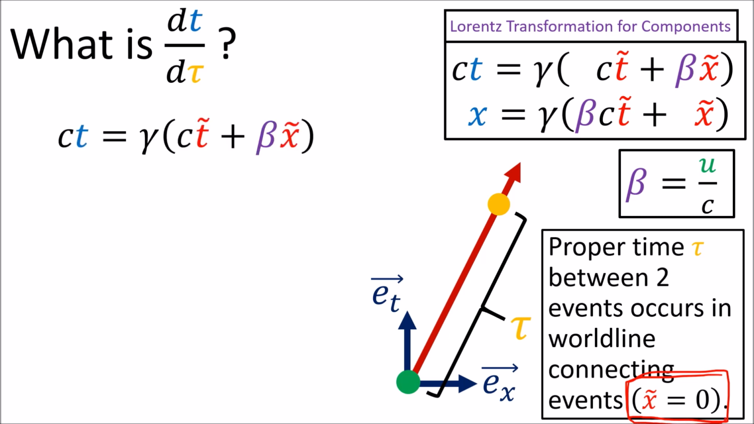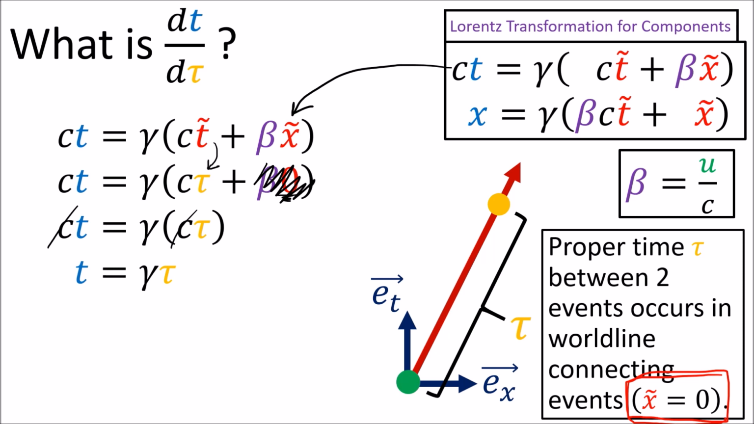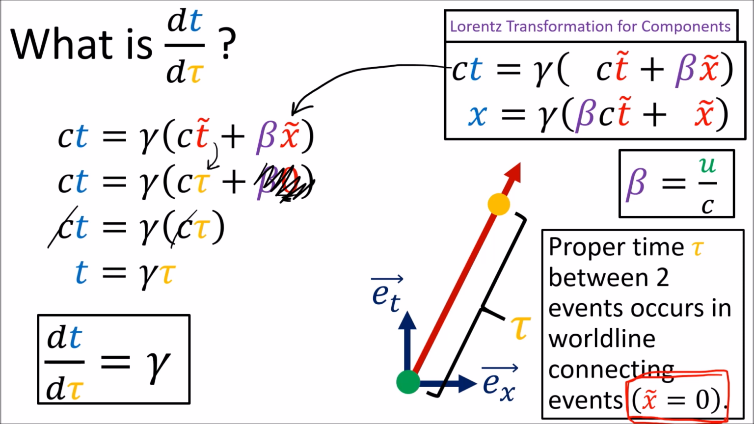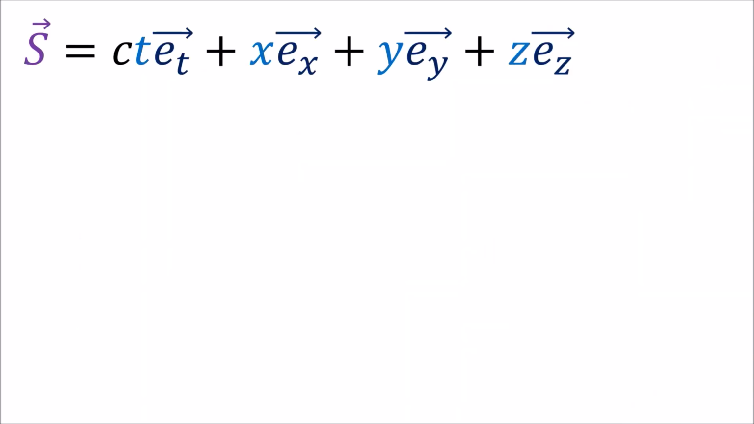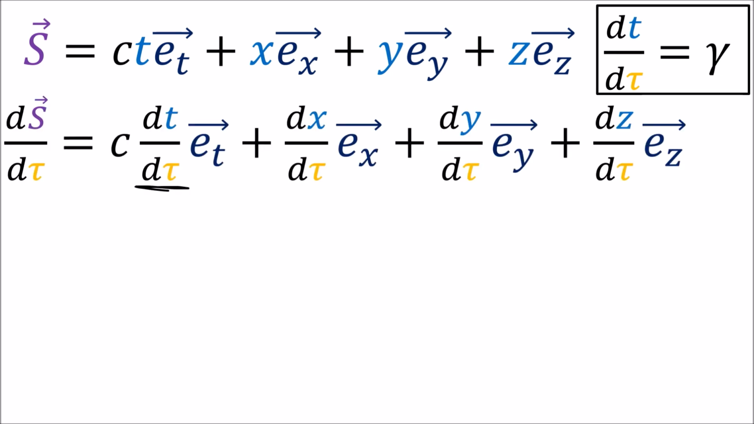So given the Lorentz transformation equation for time, if we set x tilde equal to 0, then the time t tilde is equal to the proper time tau, because it's the time between events measured at the same position. So this term goes to 0, and we can cancel c from both sides to get t equals gamma times tau. Taking the derivative of t with respect to tau, we just get gamma. So we've determined that dt by d tau is gamma, and this helps us determine the first component in ds by d tau. But what about the xyz derivatives?